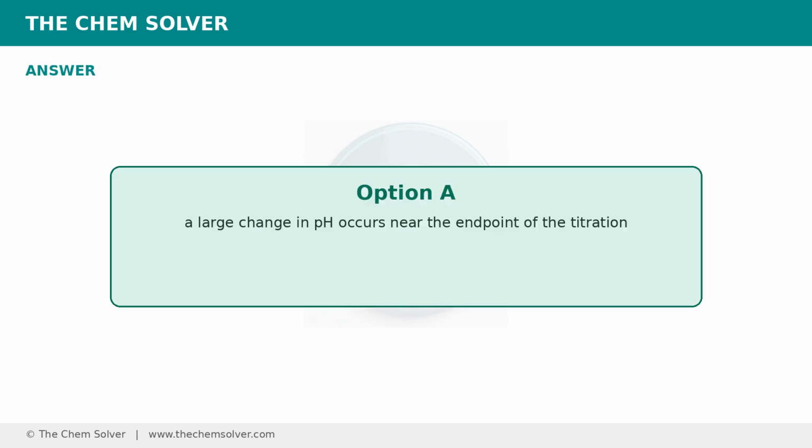The correct answer is option A. A large change in pH occurs near the endpoint of the titration.